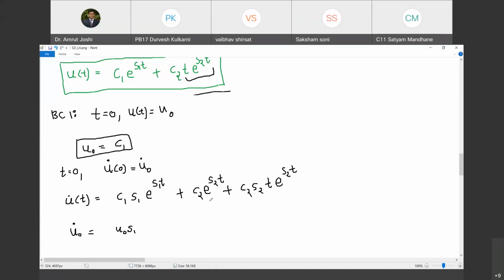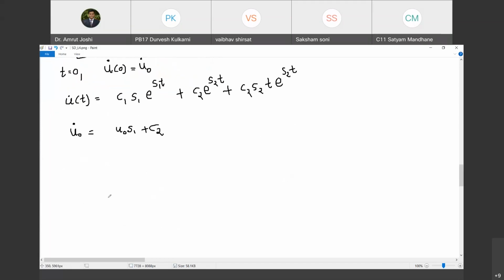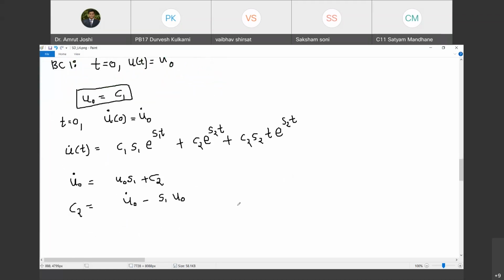Yes, sir. What happens to the second term? It will be only c2. Happy? Yes, sir. And what happens to the third term? It vanishes because t is 0. So what is the value of c2? Tell me the value of c2. c2 will be u0 dot minus s1 times u0. Do you agree with me?